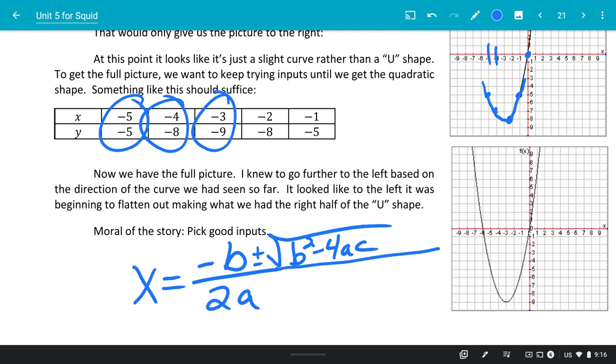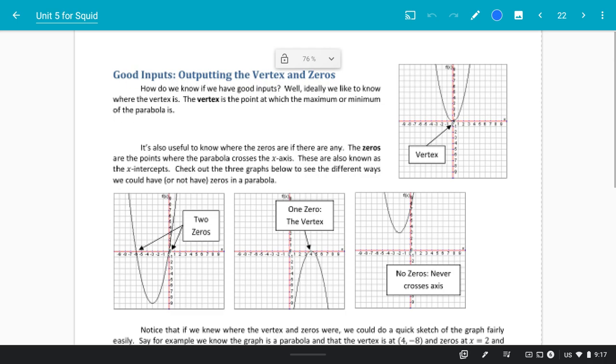Try it with me. -b. Let's try it again. -b. Everybody sing after me. -b plus or minus square root b squared minus 4ac all over 2a. Wow, I'm going to have to call your choir teachers. Not real. I never did choir. All right.